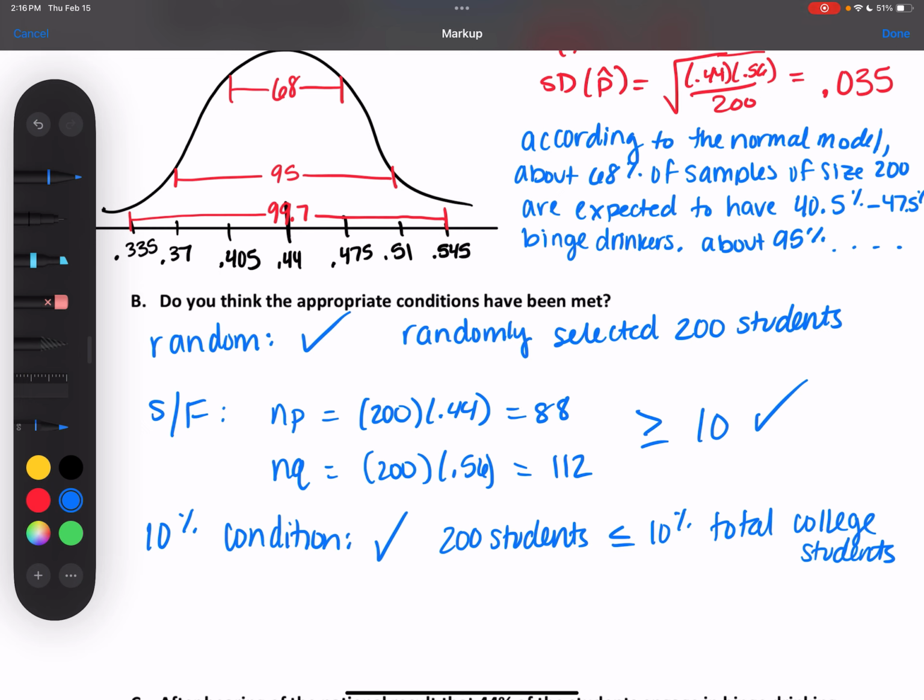So at this point I would say all conditions are met. But you know what I'm getting at, though. Yeah, I got you. So the normal model is appropriate.